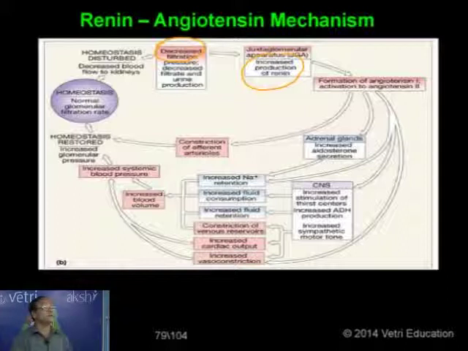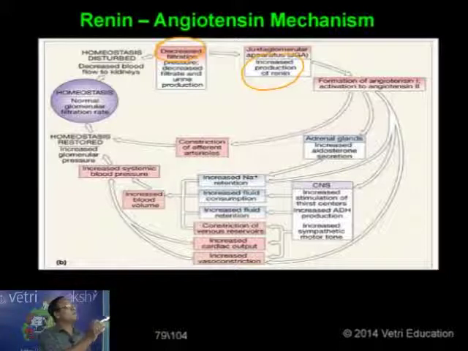So this mechanism is not only causing the constriction of blood vessels, but also stimulating other structures, including the hormones of the adrenal cortex to reabsorb sodium. So all these things are interrelated. All are having an accelerating effect. So the renin-angiotensin mechanism is having an accelerated effect.